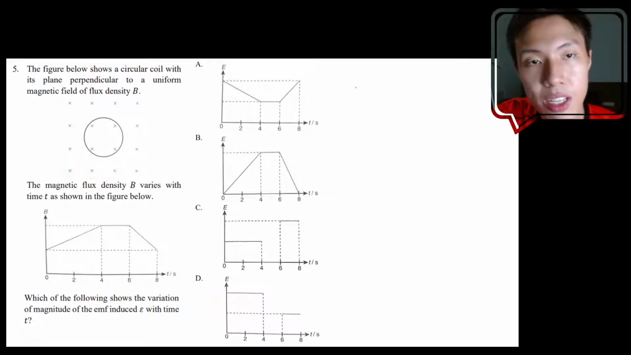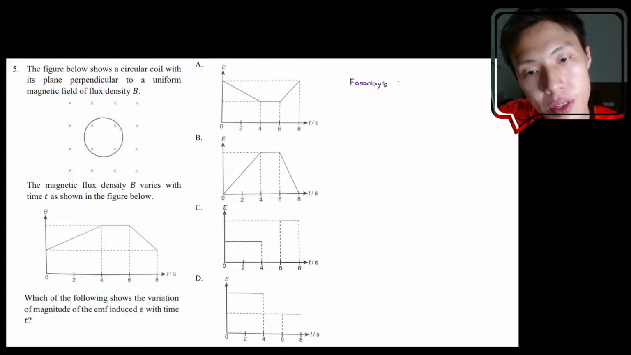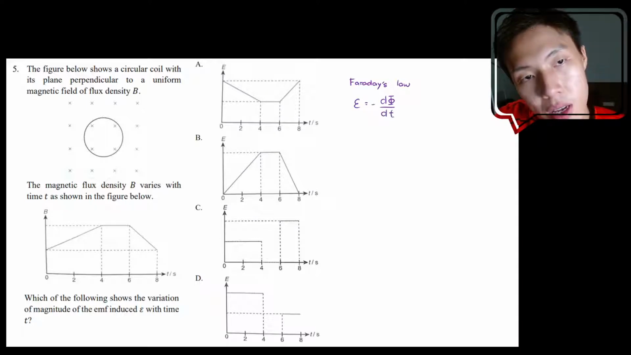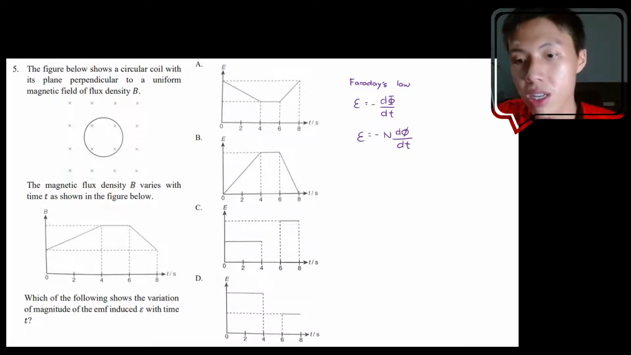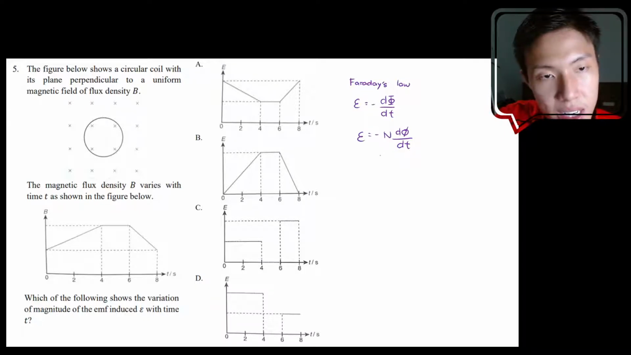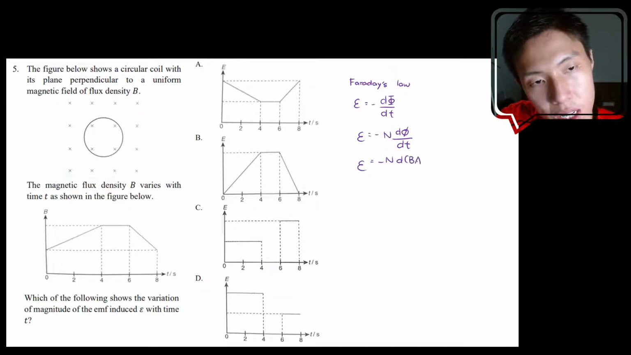You need to refer to the idea of Faraday's law. Faraday's law will be helpful here. Faraday's law tells you that the induced EMF will be the negative of the change in the magnetic flux linkage with time. In other words, you can break it open, then it becomes the negative of the time rate of change of magnetic flux. You can further open it, then this will be N times BA cos theta. This is just the magnetic flux.